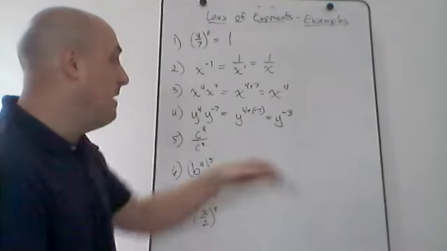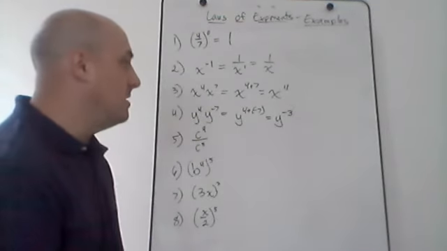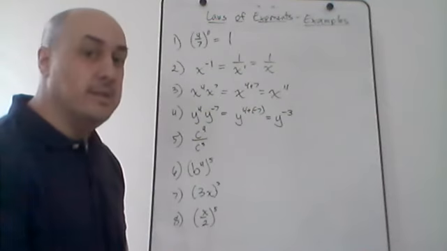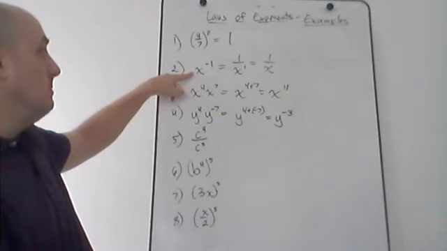The other thing about simplifying is we don't want to leave any negative exponents behind. So if your answer has a negative exponent, in most cases you need to change that into a positive exponent. And the way we do that is similar to what we did up here in example number 2.